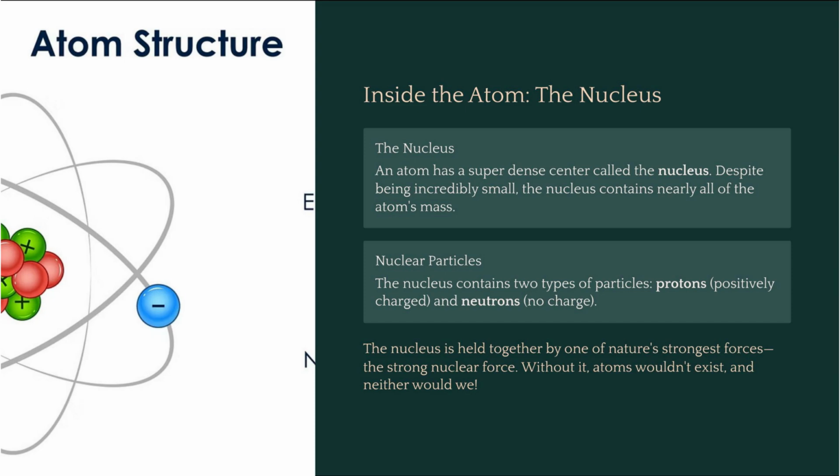Now let's zoom into the atom itself. It's not just one solid ball. It has a structure, kind of like a miniature solar system. Right in the center is the nucleus, which is extremely dense. It holds almost all the atom's mass. Think of the nucleus like the sun in our solar system. It's the heavy, central component. What two important subatomic particles do you think are locked inside this dense core?